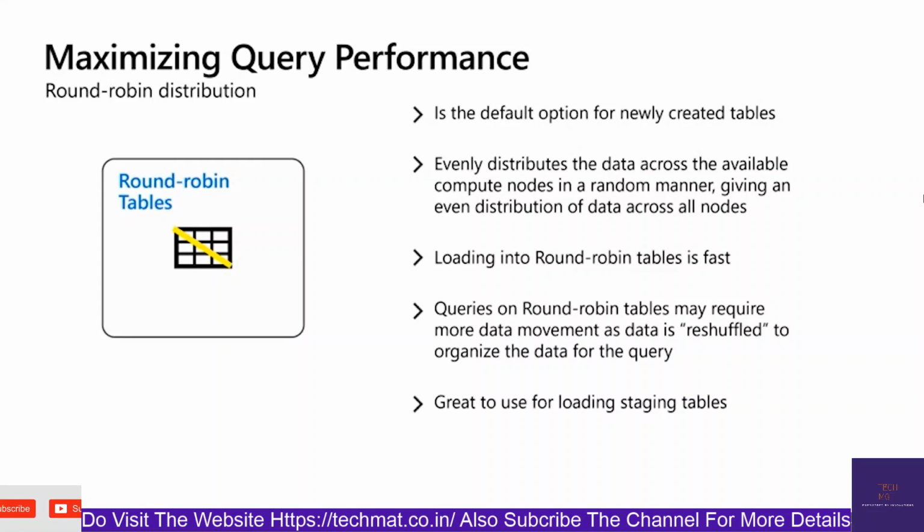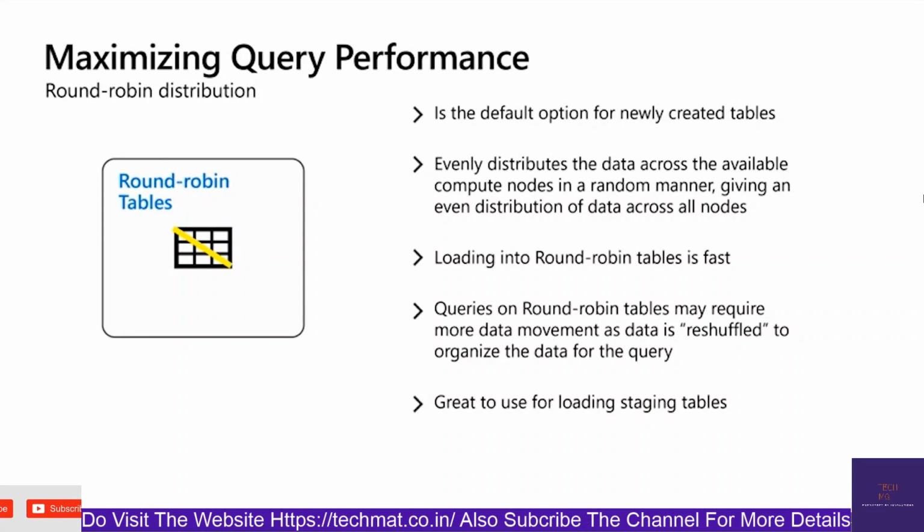Round-robin distribution is the default option for all newly created tables. So if you're not specifying the style you want the distribution to happen in, it will happen in round-robin. The data in round-robin tables is evenly distributed across all the available compute nodes in a random manner. So it provides the most even distribution style which can be achieved automatically.